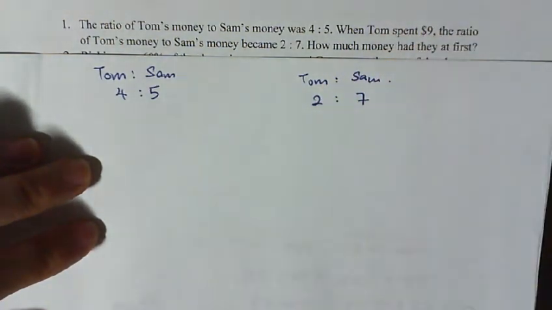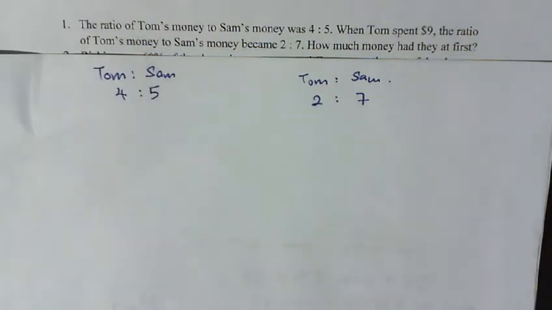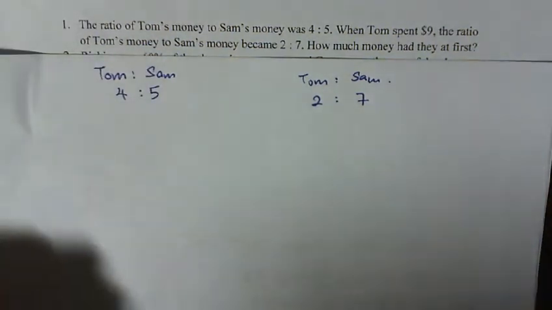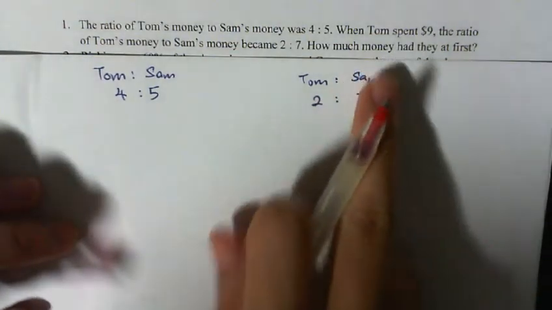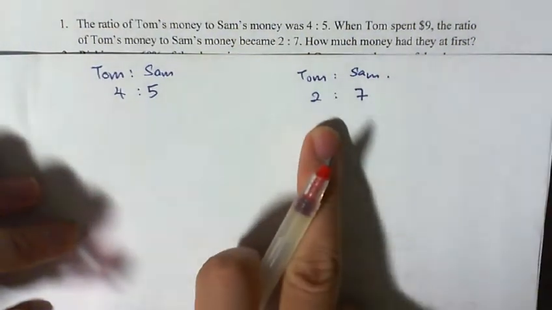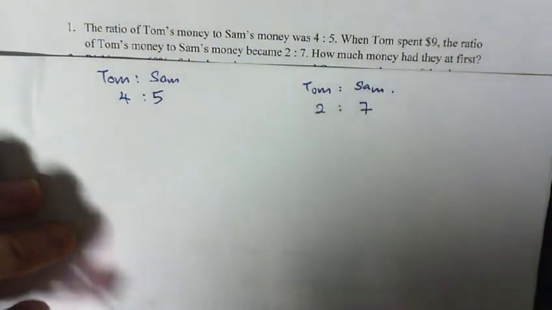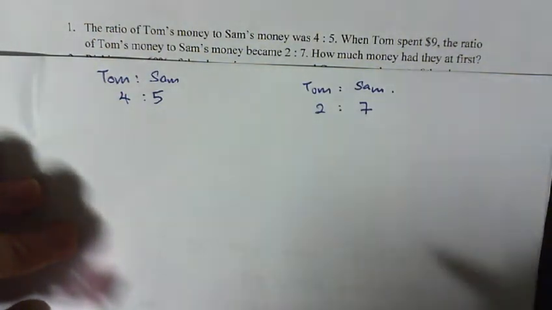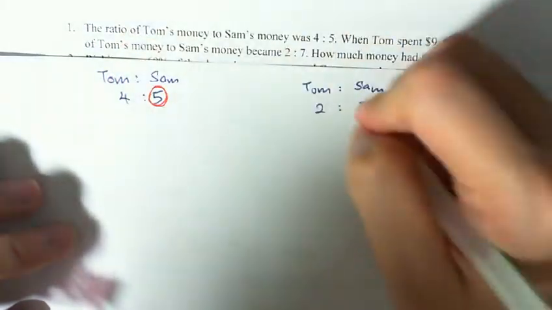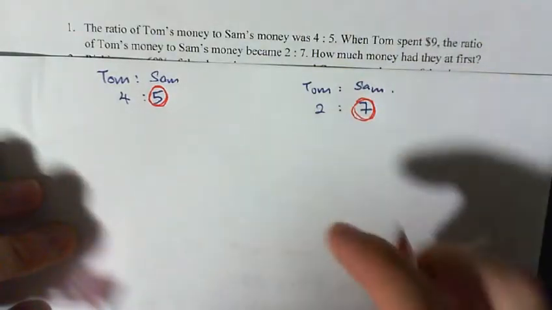Now we have said this many times, the ratio are different. Okay, we cannot compare them outright. What we can find is something similar that we can compare to. Now in this case, Tom spent $9, so Tom actually spent some money, but Sam did not. Okay, so in this case it's quite clear that Sam is the one that should remain the same. So these two should remain the same. How do I make them the same?